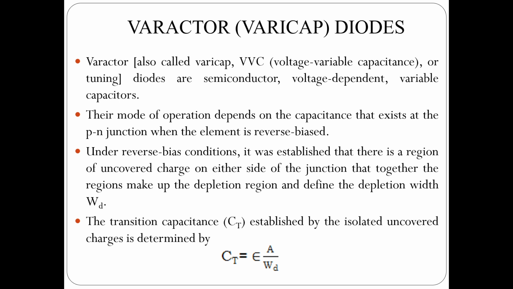Next one is varactor diodes. The varactor is also called varicap, meaning voltage variable capacitance or tuning diode. The diodes are semiconductor voltage dependent variable capacitors. Their mode of operation depends on the capacitance existing at the PN junction when the element is reverse biased. Under reverse bias condition, there is a region of uncovered charge on either side of the junction, which together make up the depletion region and define the depletion width.